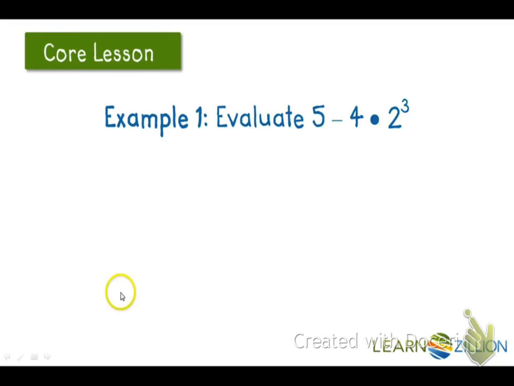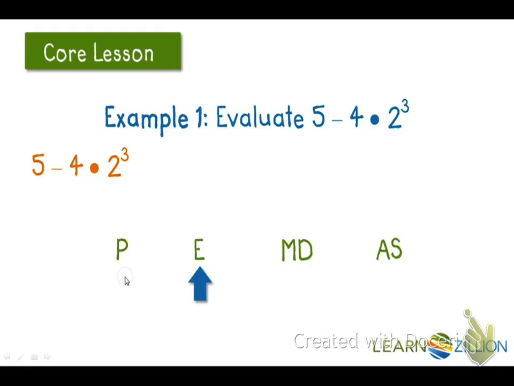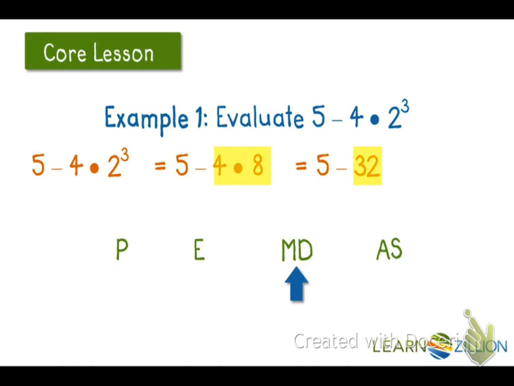We're going to evaluate 5 minus 4 times 2 to the power of 3. Here's our order of operations. First, let's look for any parentheses. I don't see any, so we'll move on to the exponent step. I do see that 2 is being raised to the third power, and so I'll apply that exponent, and I get 8. Now I'm on to the multiplication and division step. All I see is multiplication, so I'm going to multiply 4 times 8 and get 32. Now I'm on to the addition and subtraction step, and 5 minus 32 is negative 27.